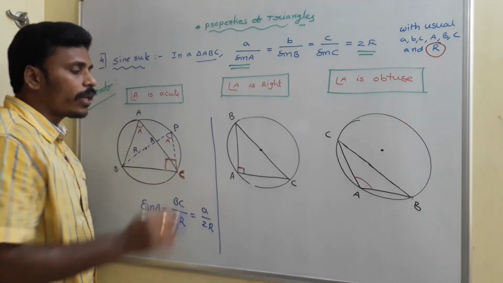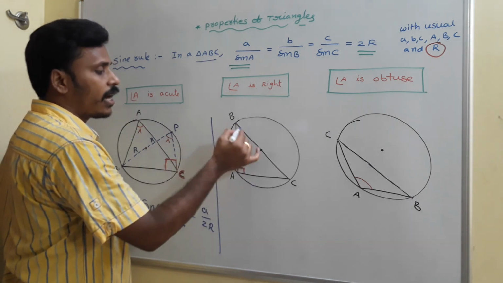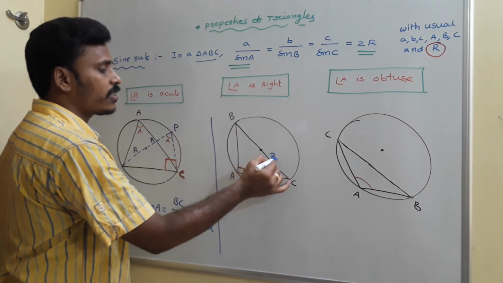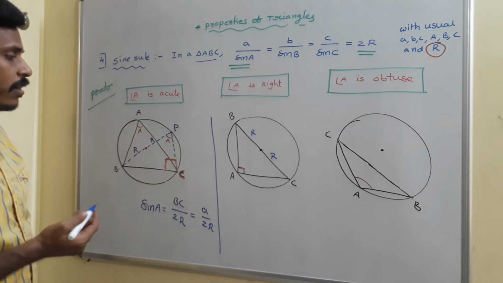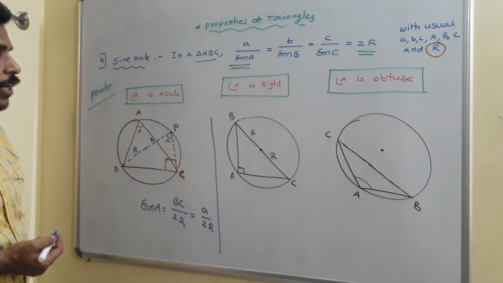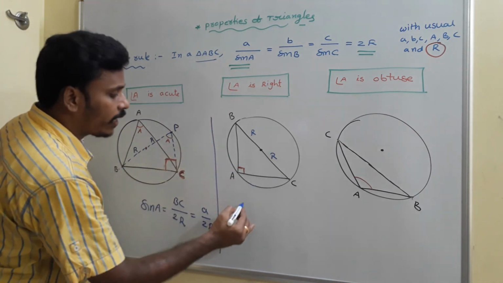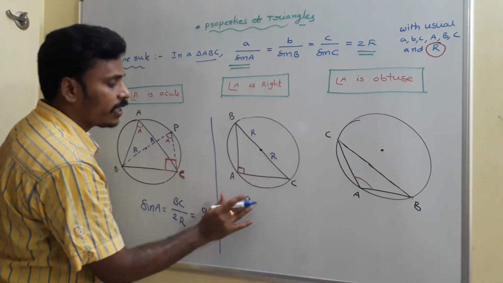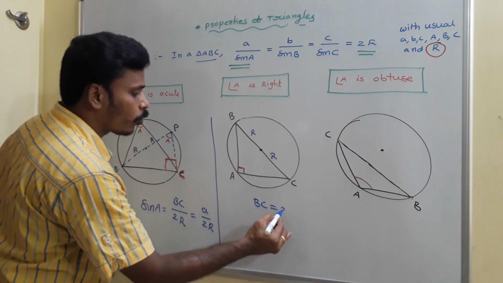In the second case, it is very clear that angle A is directly 90 degrees. And since it is 90 degrees, for sure BC is the diameter of the circle. So this is capital R and this is capital R. Now what do we need to think? If you try to find a by sin A, here what is a? BC length itself is 2R, right? From the diagram, BC is equal to 2R.